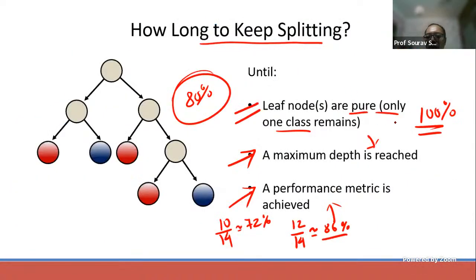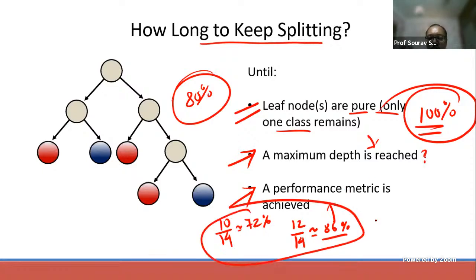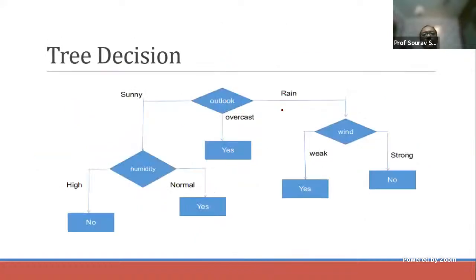So here, leaf nodes are pure, 100%. Maximum depth is reached. I don't know what performance metric it will give me, right? We'll have to see at that particular point. And a performance metric is achieved. So this is where performance metric is achieved, right? 72% have not achieved. 86% I have achieved, this 80%. So we are good. But again, this is the final decision tree where we have ensured that the leaf is homogeneous or pure. This is what we have ensured out there. Very good.